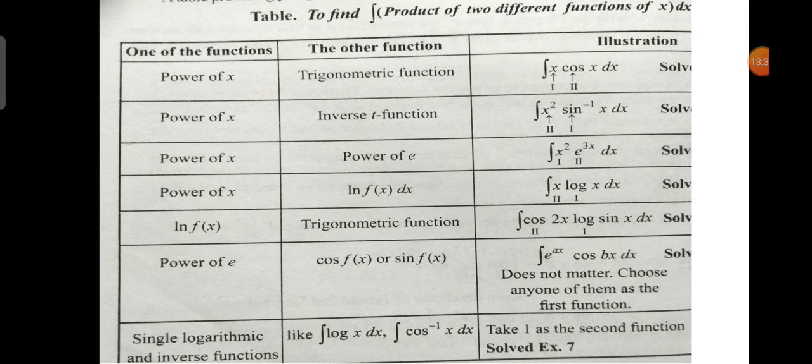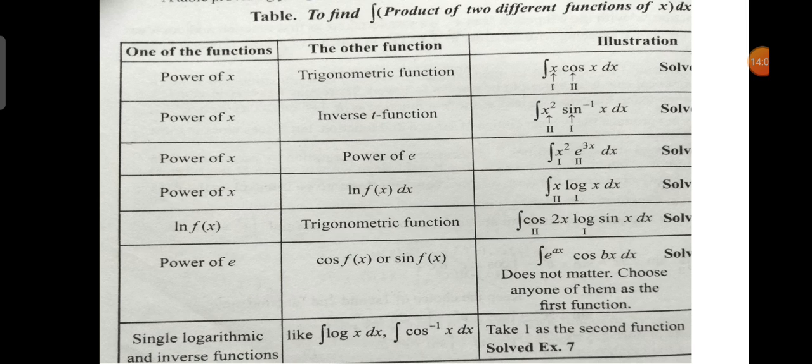So first is the power of x. If the first function is any power of x, the second may be a trigonometric function, an inverse function, a power of e, or a logarithmic function. Any type of function is given. So what is the illustration? This shows which function should be taken as first and which should be taken as second.